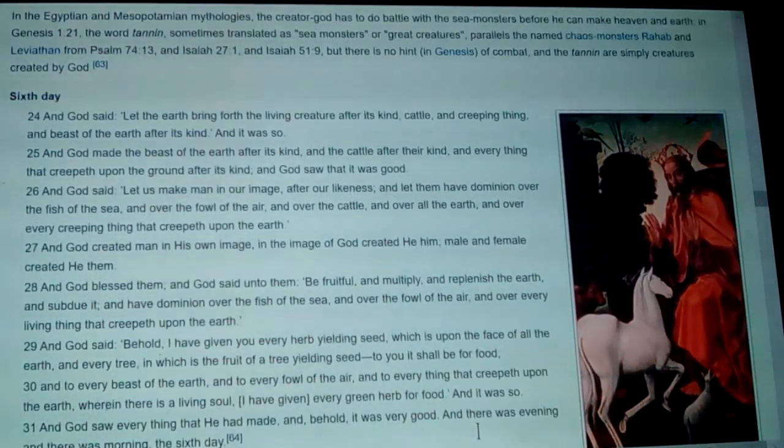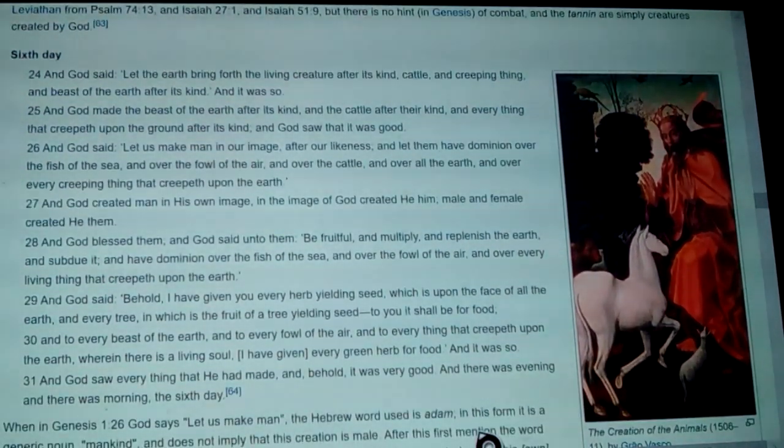Let's continue here. On the sixth day, God said, let the earth bring, so back a day, by the way, how did he put all the stuff on the land and the plants, but then he didn't even create a light source to have even made it happen. And you know as well as I do, if you take a bean plant, that thing don't grow unless it has the sun. And God made the beasts of the earth after every kind, and the cattle after their kind, and everything that creepeth upon the ground in its kind. And God saw that it was good.